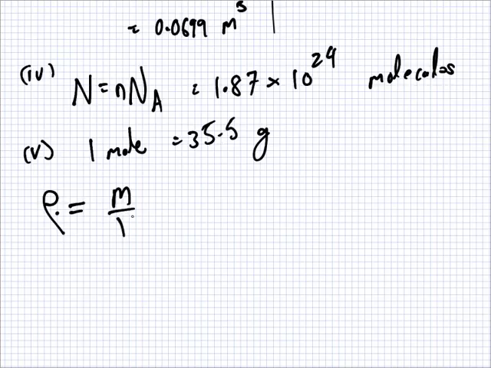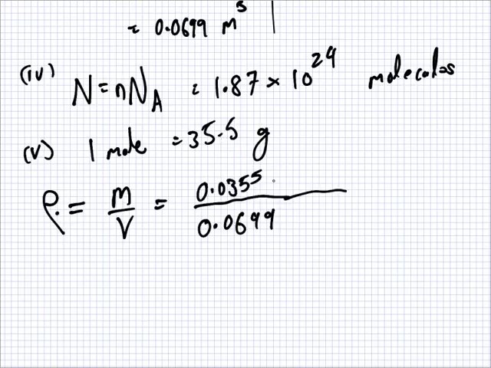M over V. Do we know the volume of the gas? Yes, it was the answer from earlier. What was it? 0.0699. Now, do we know the mass of the gas? Well, we kind of do. We know how much 1 mole is. 0.0355. And how many moles do we have? No, it was 3.11, wasn't it? But we have to read the question very carefully because we're not sure if we should multiply it by 2 or not.